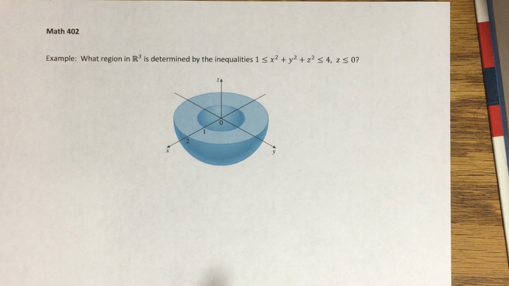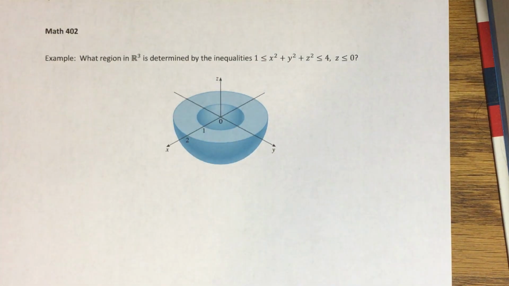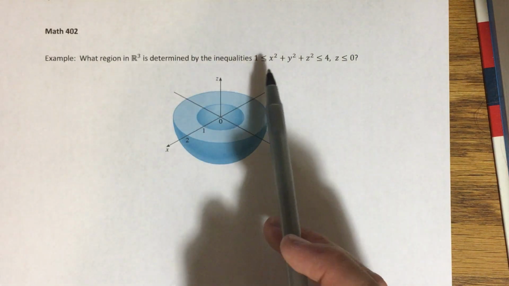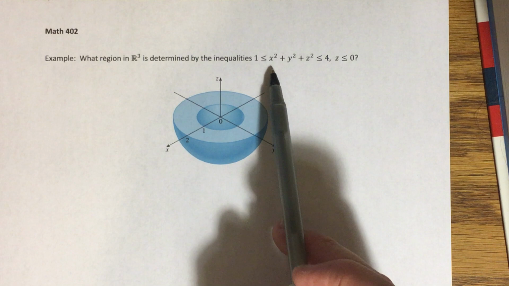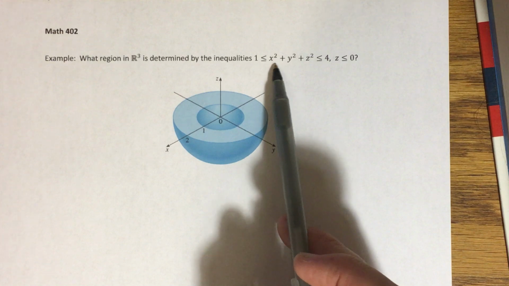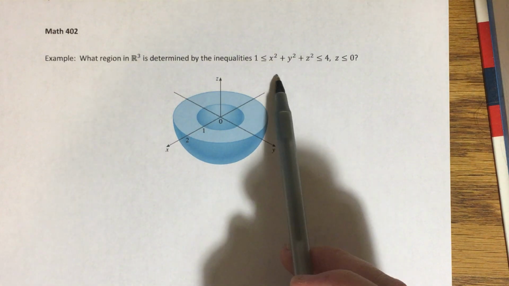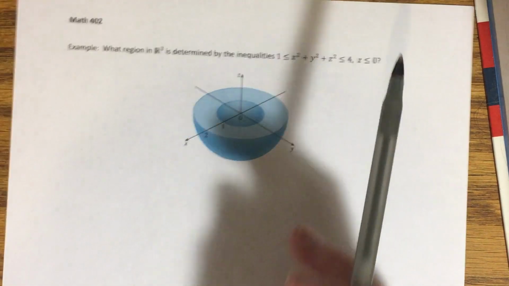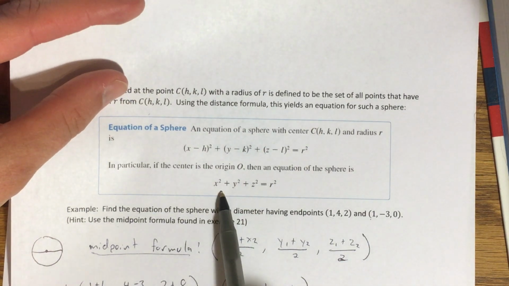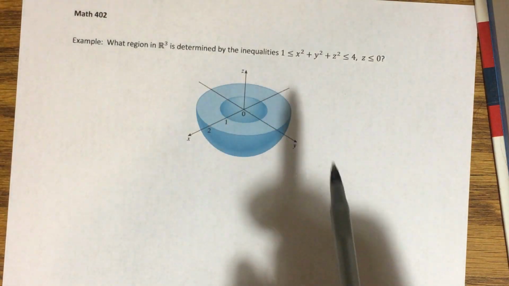Okay, one last example before we wrap up section 12.1. This one is straight out of the book, but I like this example. I want to include this, and I also get to use the graphic. It says, what region in R3 is determined by the inequalities shown here? So first of all, this first one might be a little bit difficult until you kind of see what they're going for. It says 1 is less than or equal to x squared plus y squared plus z squared, which is less than or equal to 4. Now, the x squared plus y squared plus z squared shows up here in the equation for a sphere centered at the origin. Okay, so how do we interpret this?